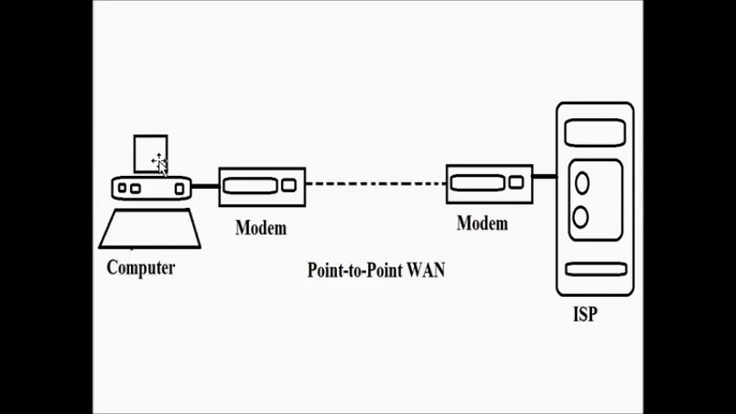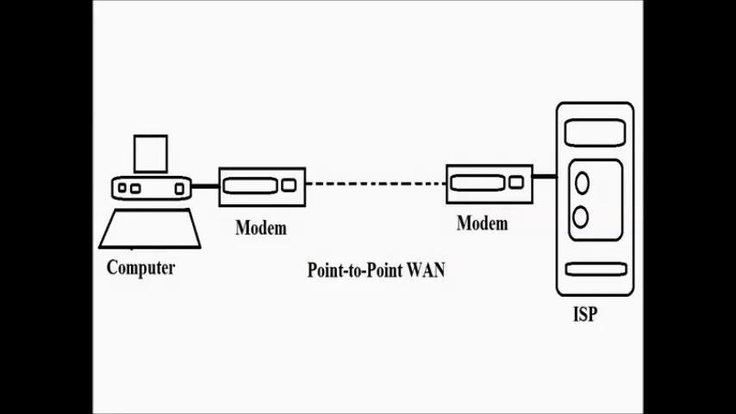So the point-to-point WAN is something like this. We have a computer, let's say, and we have to access internet services. The computer, with the help of the modem which is connected to it, is linked to the internet service provider, which has a modem of its own. So the two modems form a communication link for the transmission and reception of data. So it is a bidirectional communication. This is generally a point-to-point WAN which involves two parties, two devices or nodes. One is generally the computer and the other is the internet service provider.